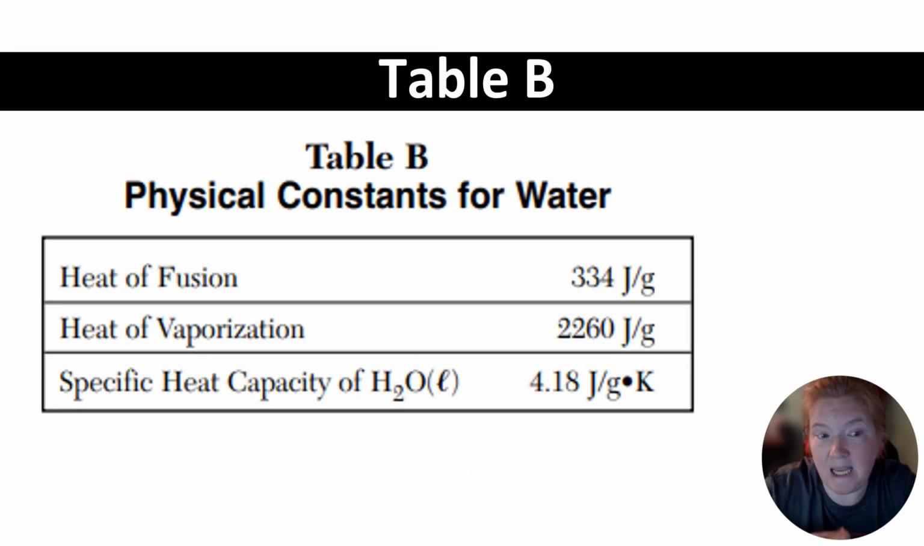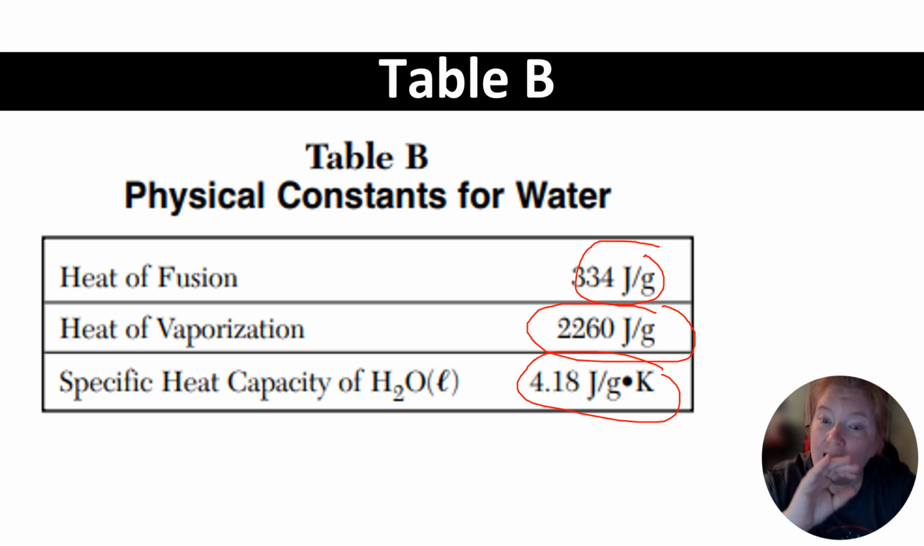We also need table B because you do not have to memorize the heat of fusion for water, the heat of vaporization, or the specific heat. It's in the reference table. Now, if they ask you about a substance that is not water, they have to give you these values, or could give you everything else and you calculate it.